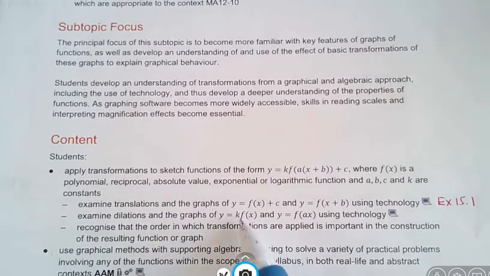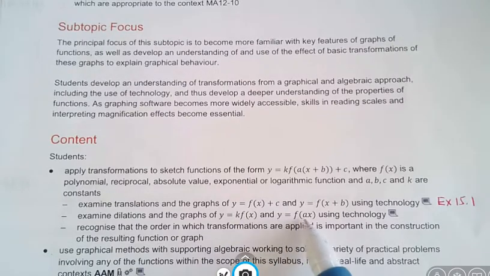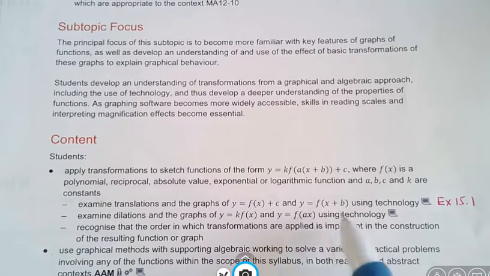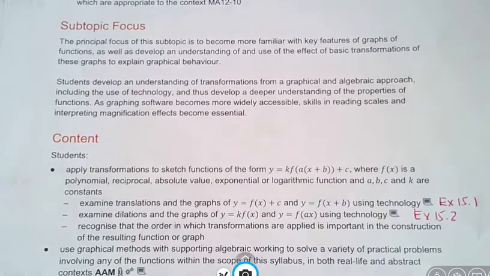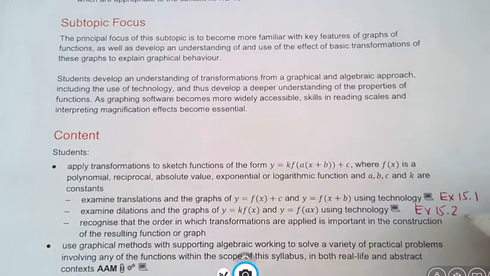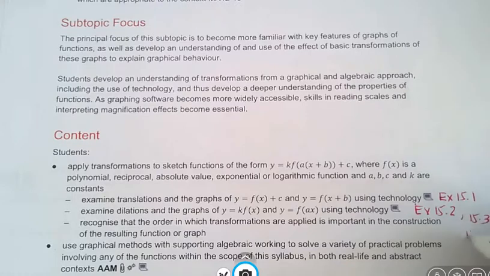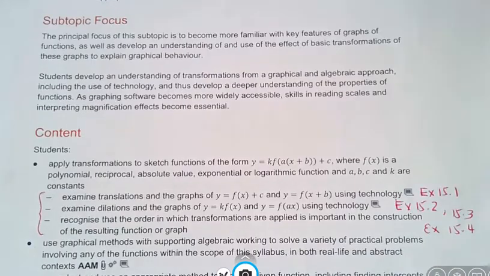Now have a look at this. k is a constant. So where the constant is in front of the function, that's what we're doing tomorrow. And where the constant is next to the x. See how we've got, so this might be function of 2x or 3x or half x. We're doing those tomorrow, exercise 15.2. And recognizing the order in which those transformations are applied is important. 15.2, 15.3, 15.4 from your textbook, these dot points here. Okay, so that's what we're doing over the next few days.